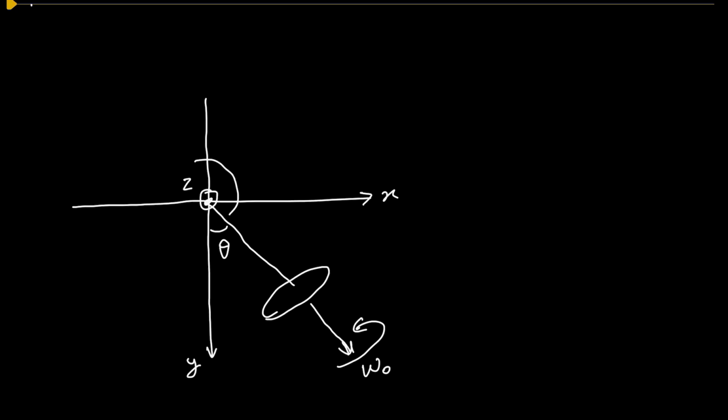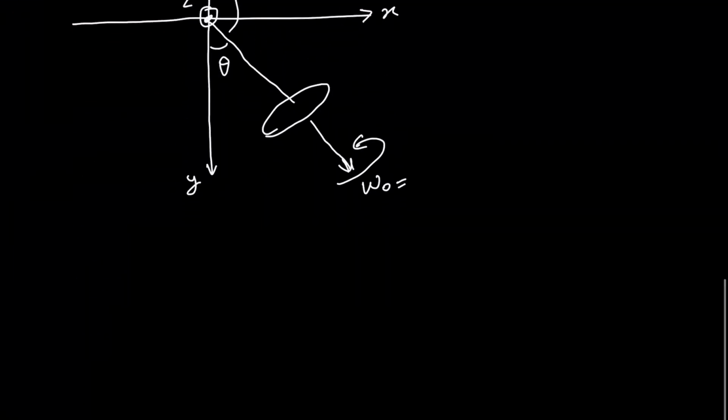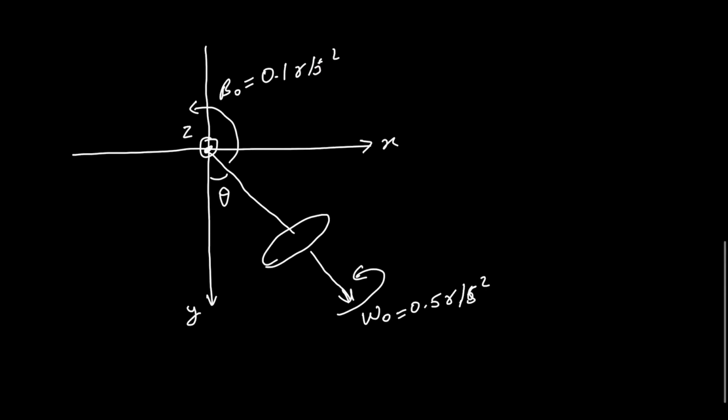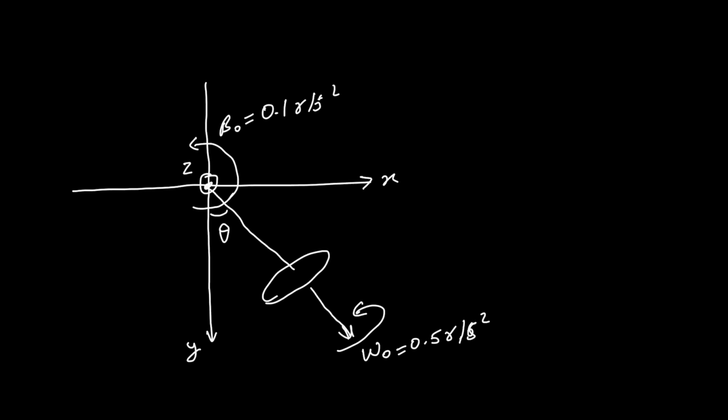And this is the z axis about which this body is rotating with constant angular acceleration, given as 0.1 radian per second squared, and this is the angular velocity, which is given as 0.5 radian per second. Now you have to find the net angular velocity and angular acceleration of this body. As we can see, this body is rotating.